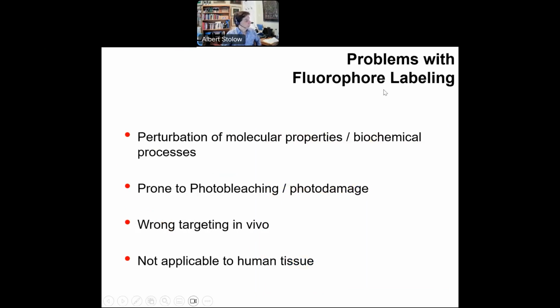So fluorophores are the dyes and stains that we add so we can get contrast. There are problems with them. They may interfere with the life of the cell. They're also prone to damage by shining light. They can undergo chemistry we call photobleaching and photodamage. They may stick to the wrong thing, in which case you're targeting the wrong thing. And because we don't know what they're doing inside living cells, these are certainly not applicable to humans. You cannot stain a human being so you can see what's going on inside their tissues. That's not allowed.